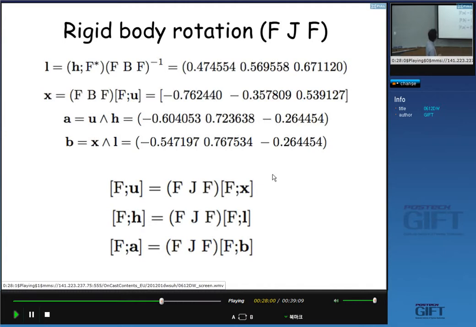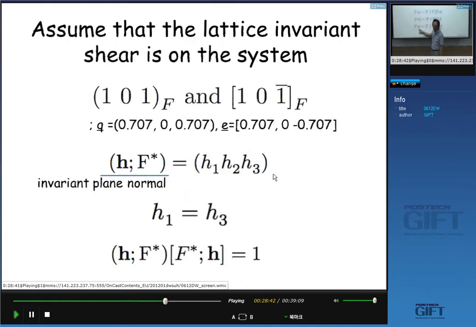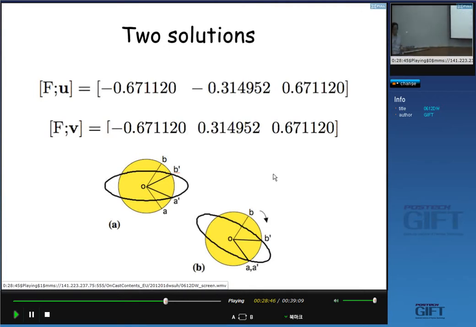Now, we have three vectors before the bend deformation and after the bend deformation. What kind of matrix links these two bases? Rotation matrix, right? So if we apply the rotation matrix to X, L, B, it should give U, H, A, right? So this is X, this is U, and when we rotate, X should give vector U, right?